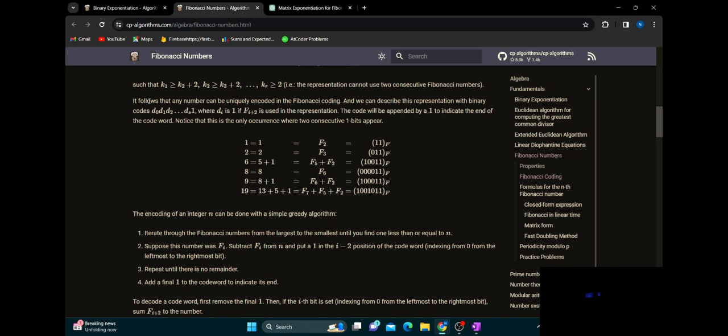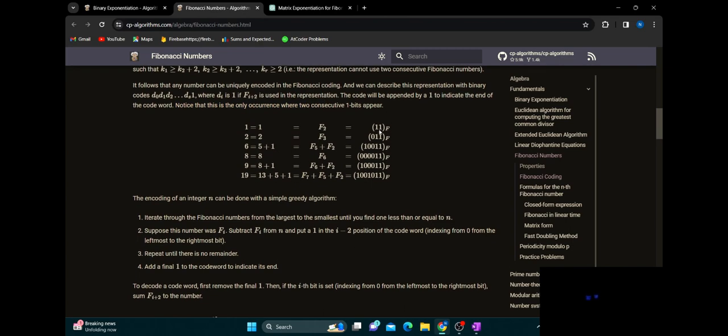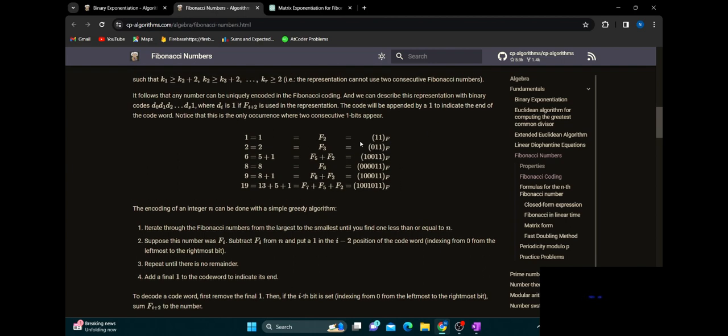So this leads to Fibonacci coding, and we can describe this representation with a binary representation. If F(i+2) is used in the representation, the code will be appended with a 1 to indicate the end of the code. Notice that this is the only occurrence where two consecutive 1 bits appear, because we append 1 to the binary code to mark the end.